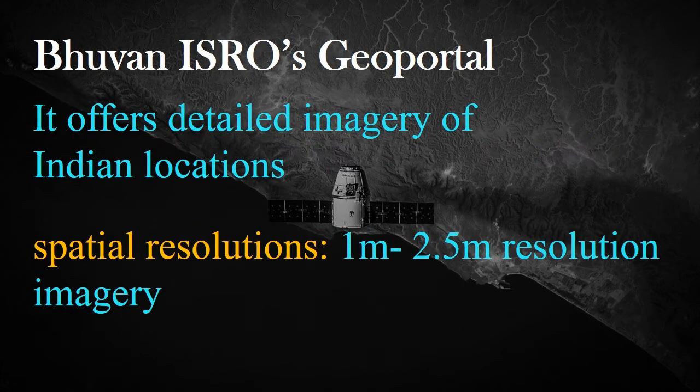Next one is Bhuvan, the ISRO Geoportal. It offers detailed imagery only for Indian locations. Its resolution is about 1 meter to 2.5 meter. Just think why it's 1 meter or 2.5 meter. Here is the answer: currently 177 cities are covered with high resolution, that means 1 meter resolution, and the remaining are covered with 2.5 meter resolution.